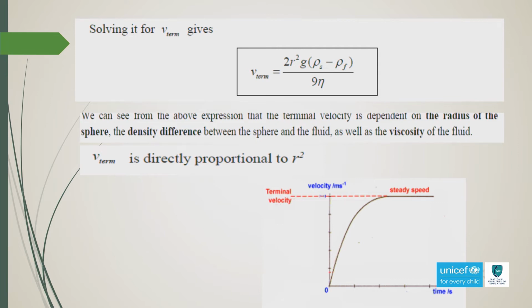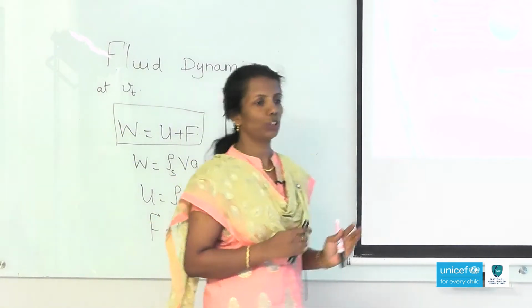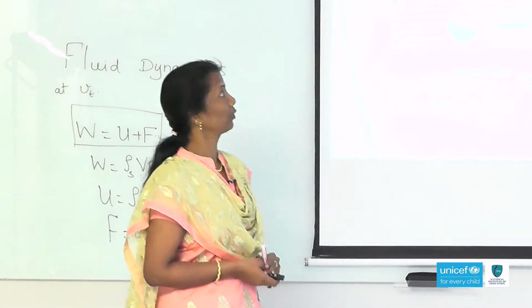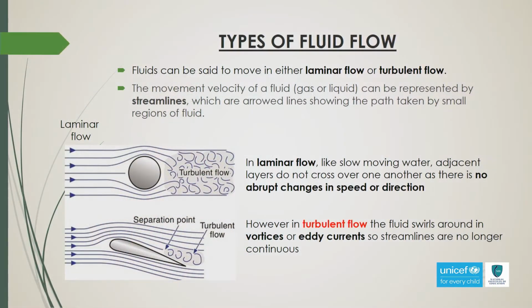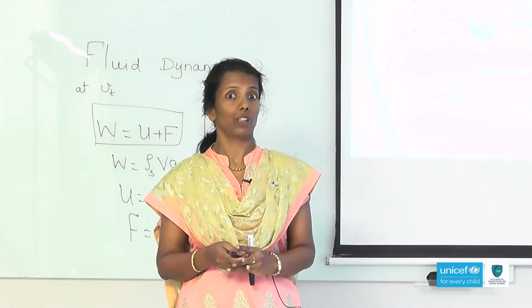So anyway, you have seen this graph already. Let's move on to the last section of our fluid dynamics, that is, types of fluid flow. In Stokes' law, I just mentioned the two conditions. One is that it is valid for small spherical objects. The second condition is that the fluid flow must be laminar flow.